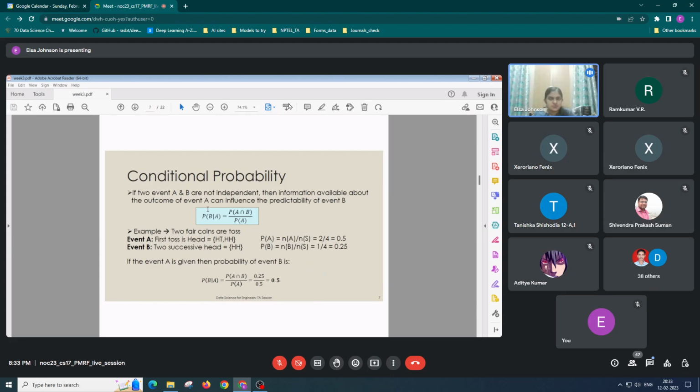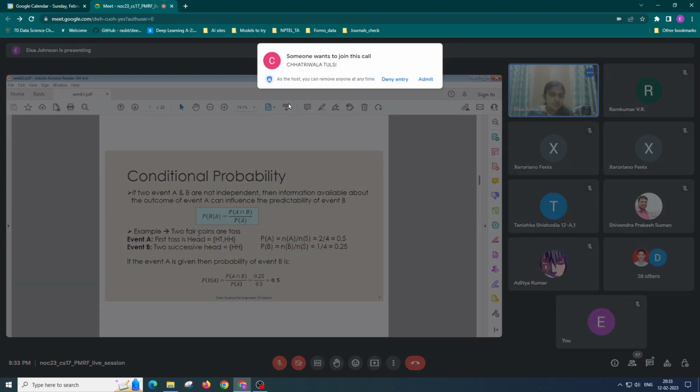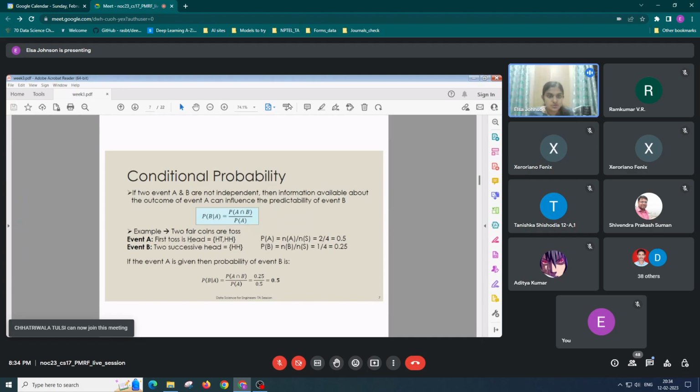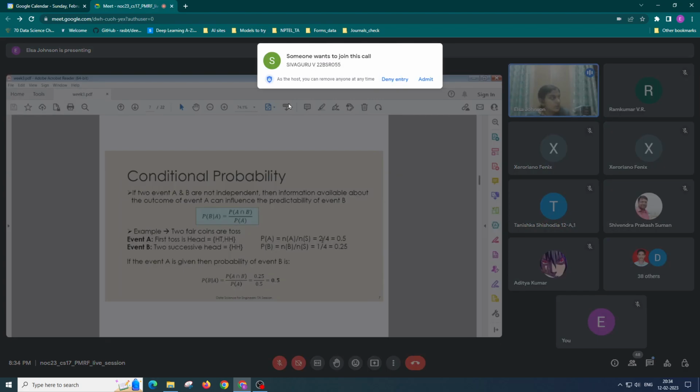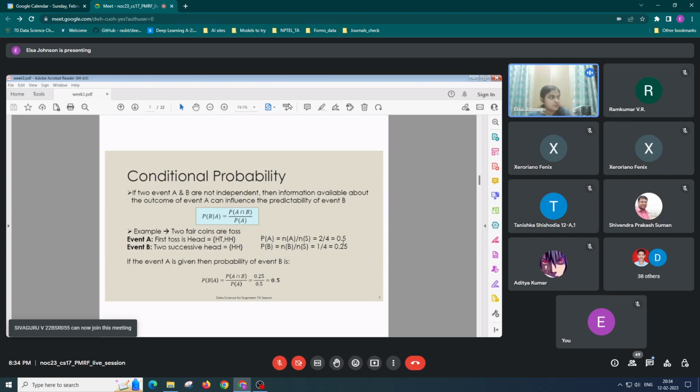So if two events A and B are not independent, then the information available for the outcome of event A can influence the predictability of event B. So an example is like if two fair coins are tossed, then first toss is head, second toss is tail, or HH can come. So probability of A is number of A by number of sample space, like 2 by 4. There are 4 chances. So 0.5 will be coming.